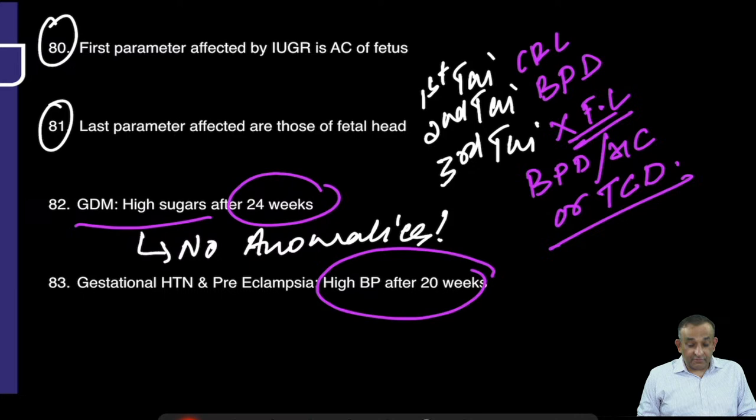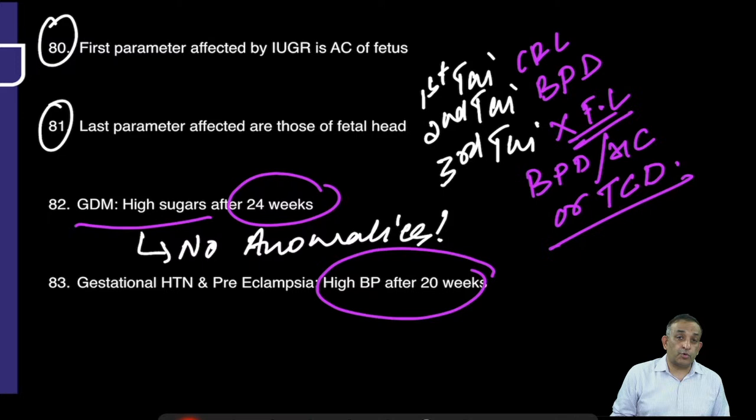Specific anomalies for diabetes in pregnancy: if a mother has pre-existing diabetes, it can cause anomalies, and cardiac anomalies are more common, namely transposition of great vessels, and then there is also sacral agenesis. So these are specific anomalies because of pre-existing diabetes in the mother. Out of these two, which is more common between sacral agenesis and transposition of great arteries? Transposition of great arteries is even more common than sacral agenesis.